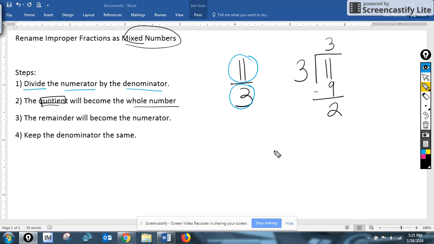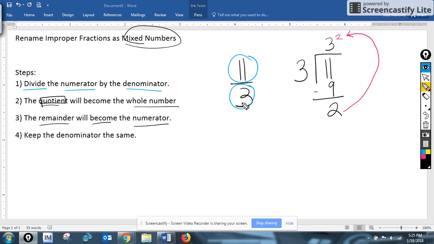Step number 3 says that the remainder will become the numerator for my mixed number. That means this 2 right here is going to become the numerator for my mixed number. So I'm going to bring it to the top, and I'm going to write 2. And step 4 is super easy. It says keep the denominator the same.